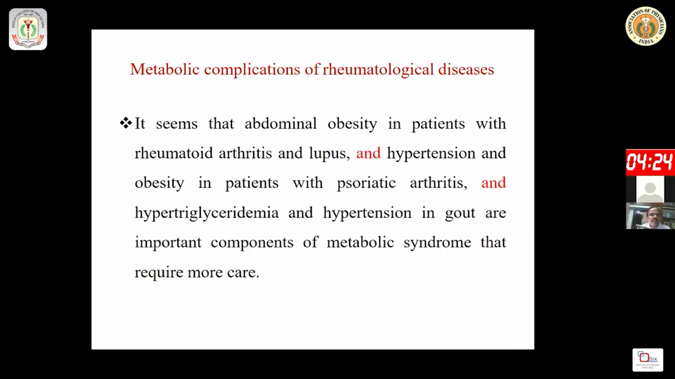It seems that abdominal obesity in patients with rheumatoid arthritis and lupus, hypertension and obesity in psoriatic arthritis, and hypertriglyceridemia and hypertension in gout are important components of metabolic syndrome that require more care for these patients. Next.